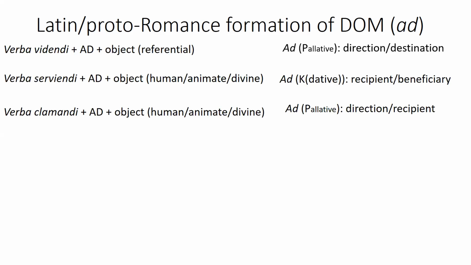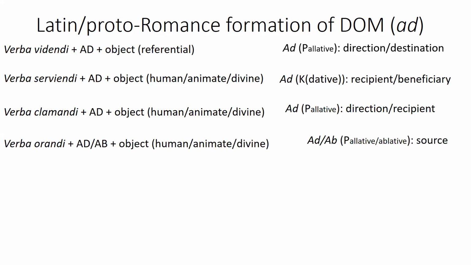And ad, which denotes the direction of calling, originally becomes reanalyzed as a marker of the direct object. Verbs of begging and praying, selecting an object marked by ad or ab, denoting originally the source of begging, also tend to select human, animate, and also divine objects. So we can see how, in the Latin proto-Romance formation of ad, ad comes to mark the human and referential objects.